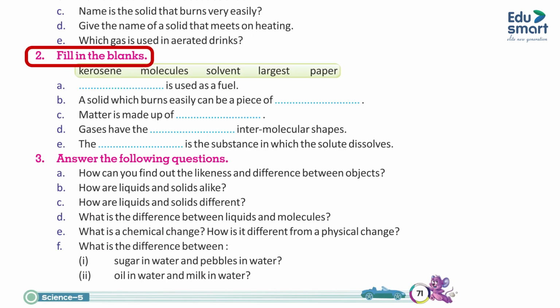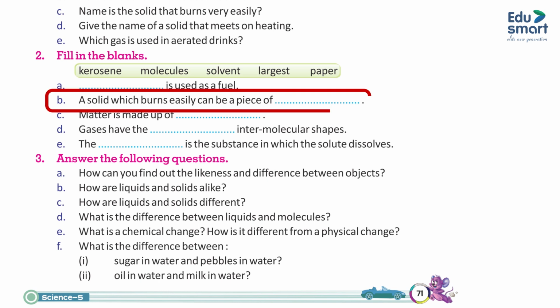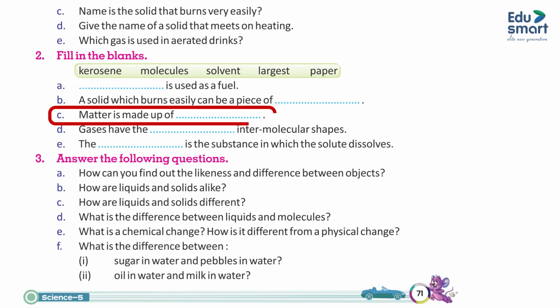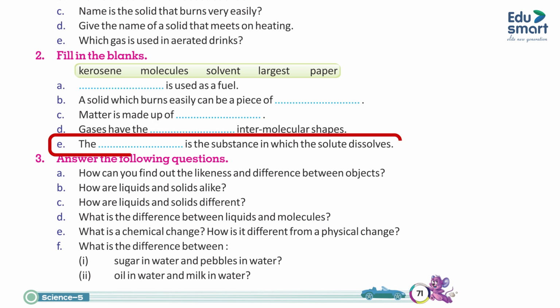2. Fill in the blanks. A. Dash is used as a fuel. B. A solid which burns easily can be a piece of dash. C. Matter is made up of dash. D. Gases have the dash intermolecular spaces. E. The dash is the substance in which the solid dissolves.